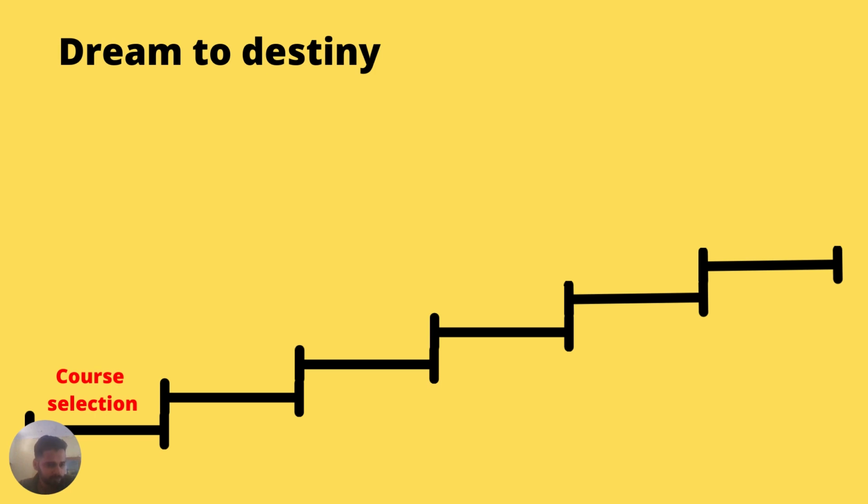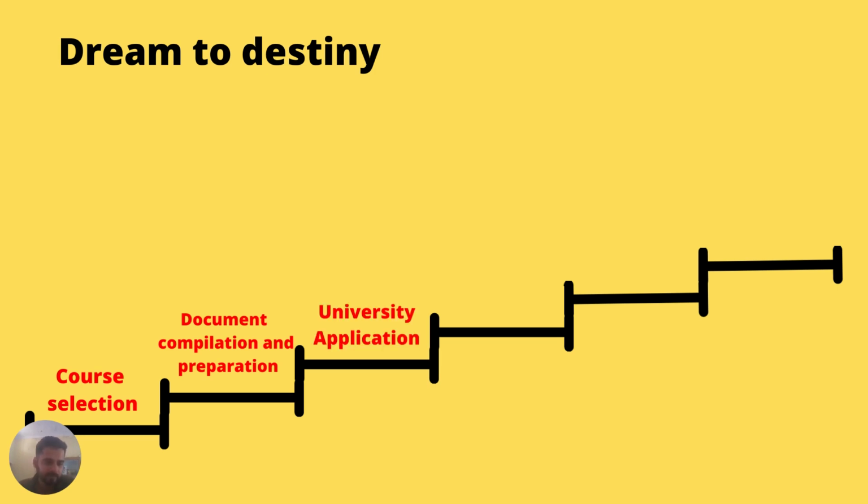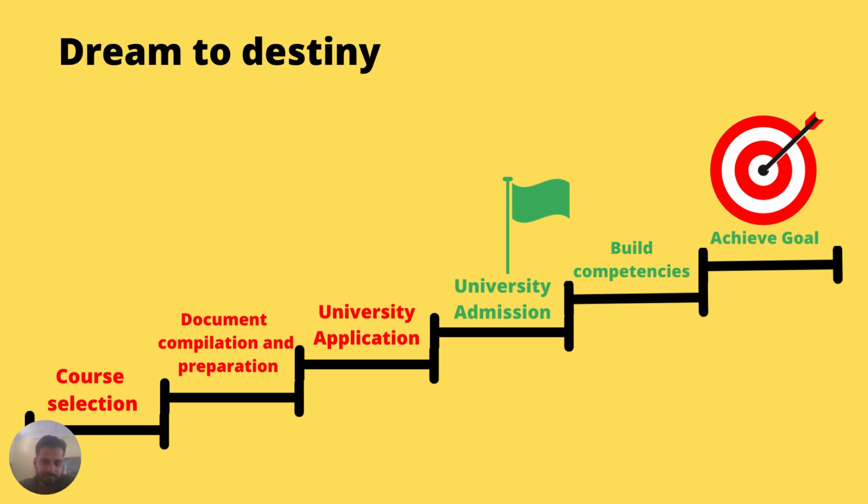The first thing is the course selection. You need to select the right course, and right course means what we have discussed earlier in previous slides. Then you start working on documentation, document compilation and preparation, and then you apply to the university. Then you get admission to the course which you selected at this very beginning step. Then you build your competencies during your master program, and then you achieve the goal, both professional and personal, which you were looking for when you started this entire journey.